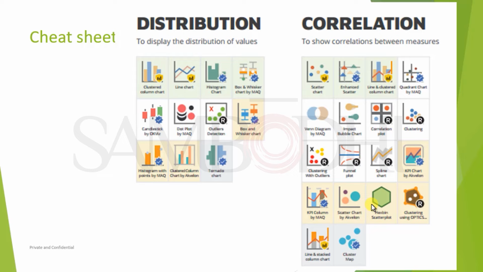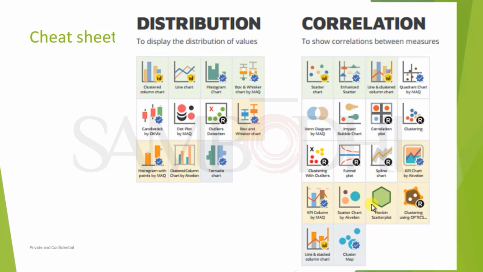For example, a clustered column chart or a line chart can be used over here. Then there is a histogram chart, a box and whisker chart, and a candlestick chart, which we by now know very well where it is used. A dot plot, a typical thing where one falls over the other. Then there is a shuttler's detection chart. Then there is another clustered column and tornado chart. So basically, when you want to show a distribution of values over a period of time or any other measure, it can be done using these charts.